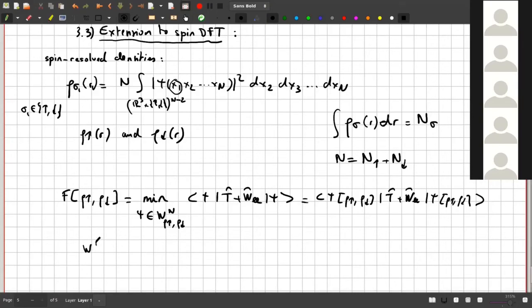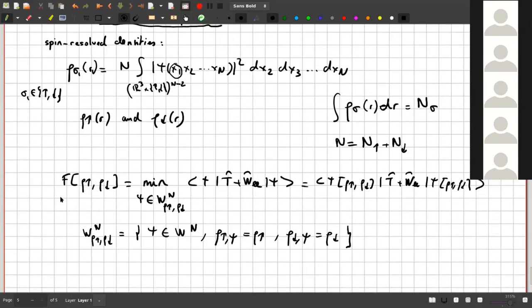Yeah, okay, I can tell you exactly what I mean by Wn rho up, rho down. It simply means all wave functions belonging to Wn such that the density up from this wave function is the same as rho up, and the density down that I extract from this wave function is rho down. Okay, so that it works the same as before. And this functional is defined for any density rho up which belongs to the set of n up representable densities, and rho down must be in the set of n down.